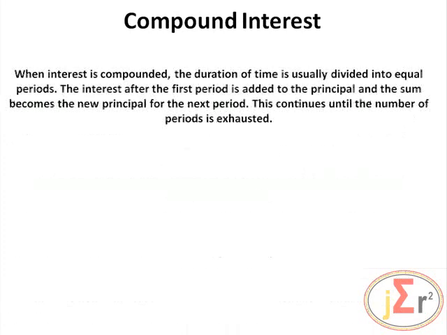Now we are going to be taking a look at compound interest. When interest is compounded, the duration of time is usually divided into equal periods. The interest after the first period is added to the principal, and the sum becomes the new principal. So when you get your interest, you add it to the original principal, the sum becomes the new principal, and you use this new principal for the next period. This continues until the number of periods is exhausted.